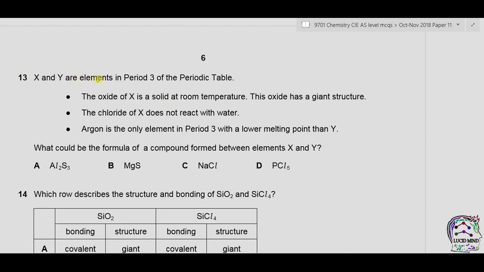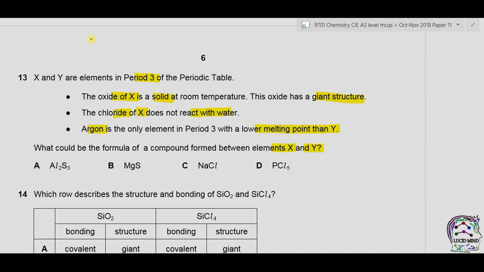Question 13. X and Y are elements in period 3 of the periodic table. The oxide of X is solid at room temperature. The oxide has a giant structure. The chloride of X does not react with water. Argon is the only element in period 3 with a lower melting point than Y. What could be the formula of compound form between element X and element Y?